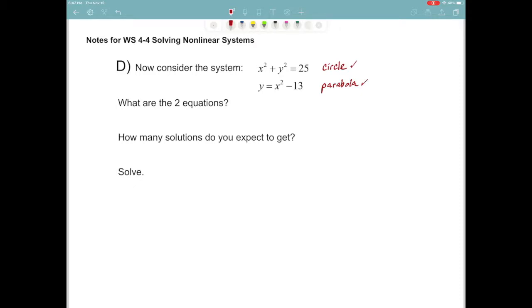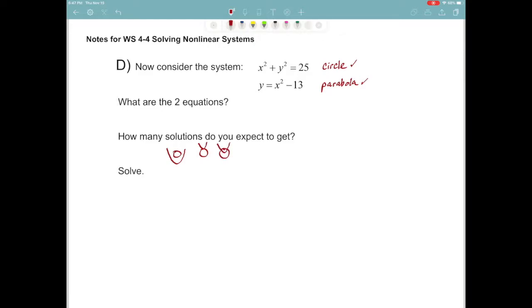How many solutions could we get? Let's think about it here. If you've got a circle, that parabola could not intersect it at all. It could go through, touch it once. It could go through and touch it twice. It could go inside and bounce out. It could go through and touch it 3 times, or even 4 times. So you've got the possibility of 0 solutions, 1 solution, 2 solutions, 3 solutions, or 4. Let's look at how to solve it here.